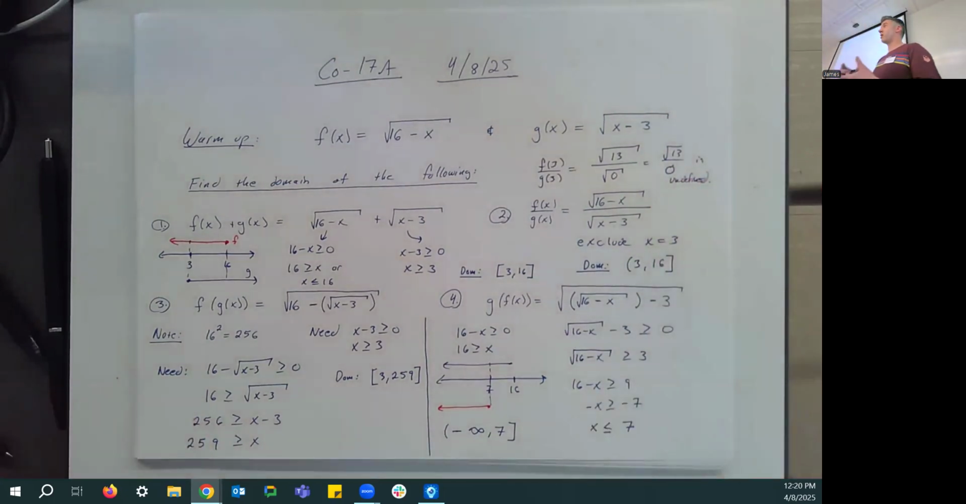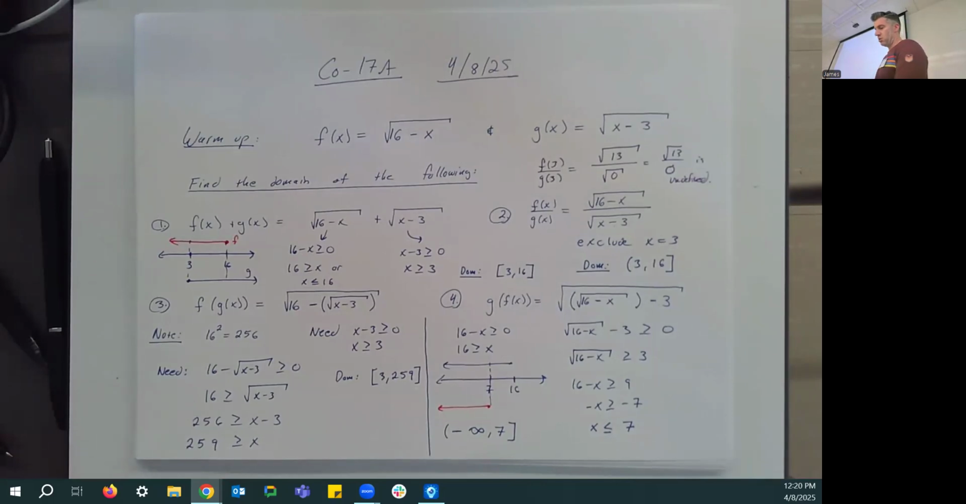And I would say more broadly, when we're talking about domain, the things we look for are potential division by 0 and potentially taking a square root of a negative number. I should say, these are the things we're trying to avoid: division by 0, square roots of negatives, and logarithms of 0 or negatives. Yeah, fair question.